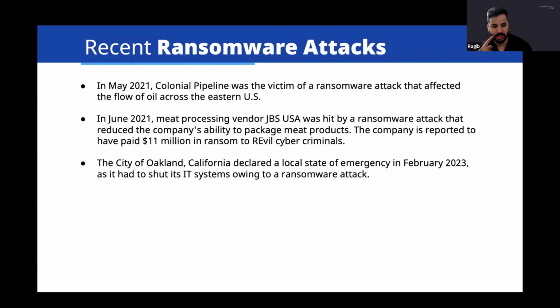Then we have JBS USA. It's a meat processing giant that got hit in June 2021. They paid around 11 million to REvil, that's the name of the cyber criminal group, just to get their systems back online and resume packaging meat products. While they were under attack, they couldn't use their systems or their factories, because our systems are so much reliant on the internet and what we have built, right?